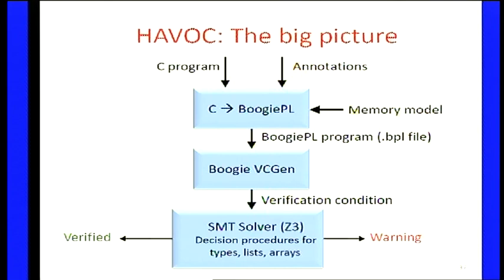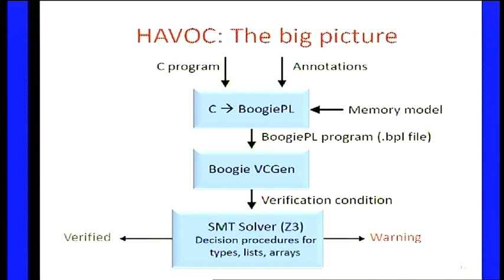So we give this translator a C program to translate. We give it annotations. Also, we give it a memory model. The memory model basically is a set of axioms that make explicit how we update and read from the memory. So depending on the architecture, you might want to have different axioms for the memory model. Say you have ARM, the weak memory model, and everything. Those would be different axioms than, say, for Intel.